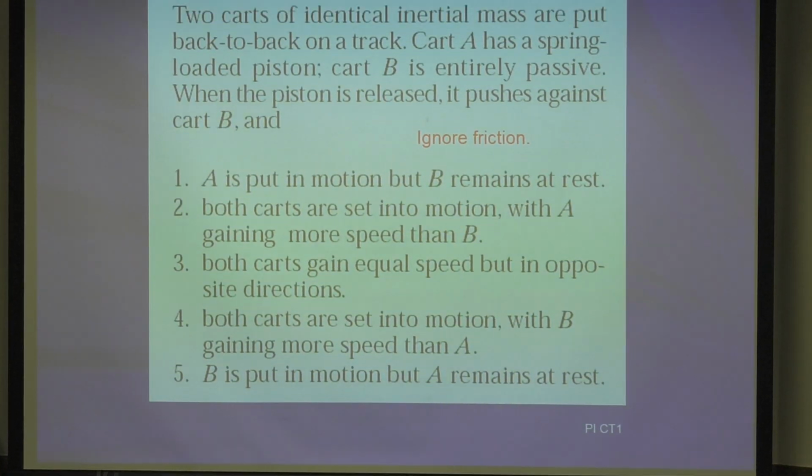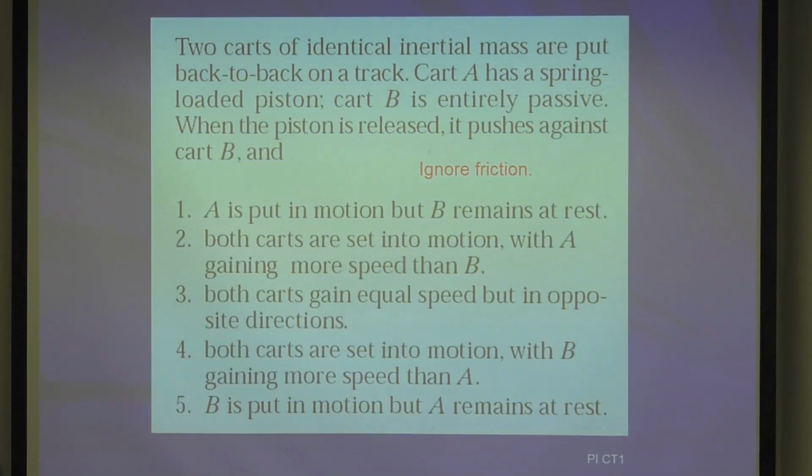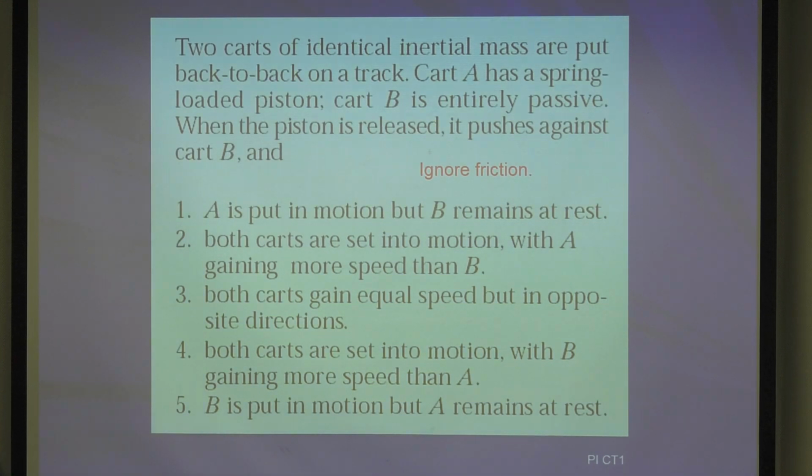Okay, so let's see. Here's a good question for you. Two carts of identical inertial mass are put back to back on a track. Cart A has a spring-loaded piston. Cart B is entirely passive, so no piston. When the piston is released, it pushes against cart B, and what happens? Ignore friction. So everybody pause your video and figure it out.